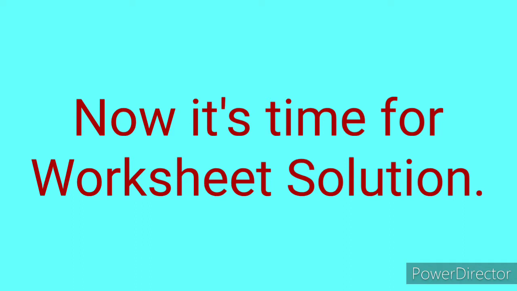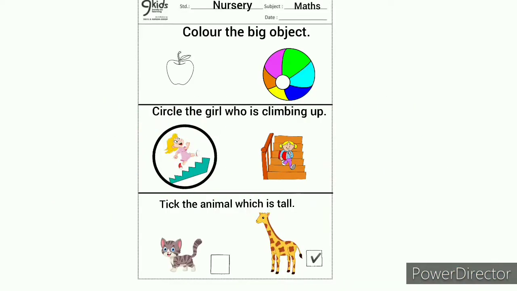Now it's time for worksheet solution. In this worksheet, in the first box, you had to color the big object. Which object is big? An apple or a ball? Yes, a ball is big. So, I have colored in this ball.